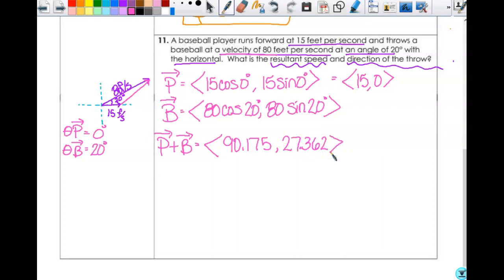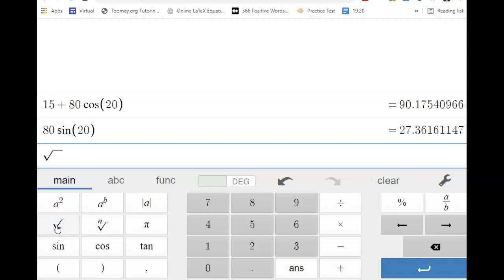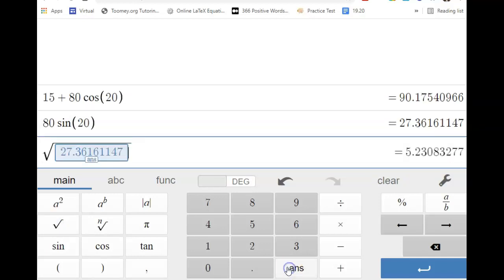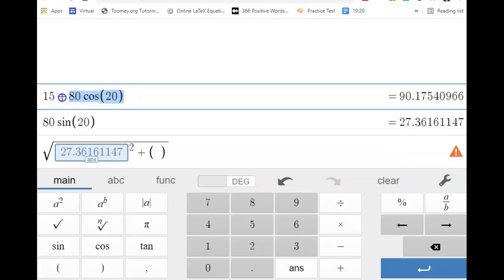Okay. So now I need to find the magnitude. Magnitude of vector P plus vector B. That's this one right here. Remember, I can't type in those numbers. So when I go back over here, that's going to be the square root of my last answer squared, because that gives me this one, plus, I'm going to open my parentheses. I need to take this answer and square it.